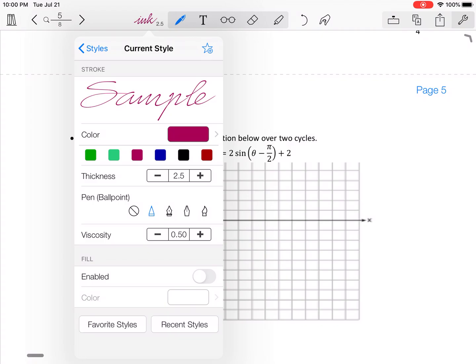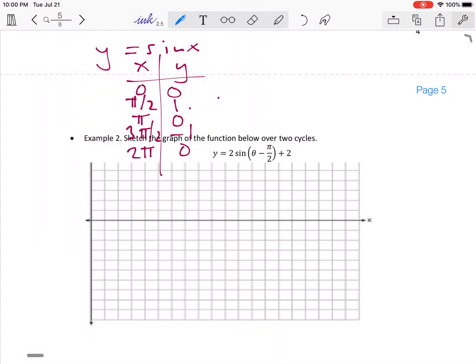Okay, so same idea. Let's map this now. So what's going to happen to your y is you're going to be adding 2. Okay, so instead of 0, you're going to have 2. Instead of 1, you're going to have 3. 2, -1 is going to become +1.